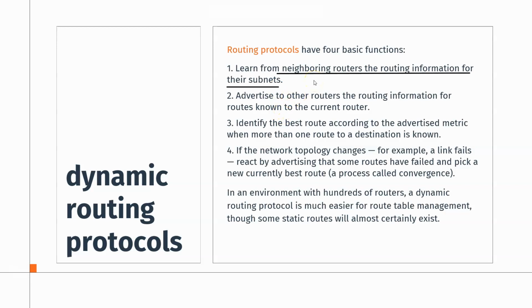So routers learn from the neighboring routers, then advertise to the other routers the routing information for the routes known to the current router. A friend tells me something, and then I know about my stuff and what my buddy told me, so I'm going to send all that information to my other buddy to allow those things to happen from one to the other. Then identify the best route according to the advertised metric. What's going to be the best way to get there?